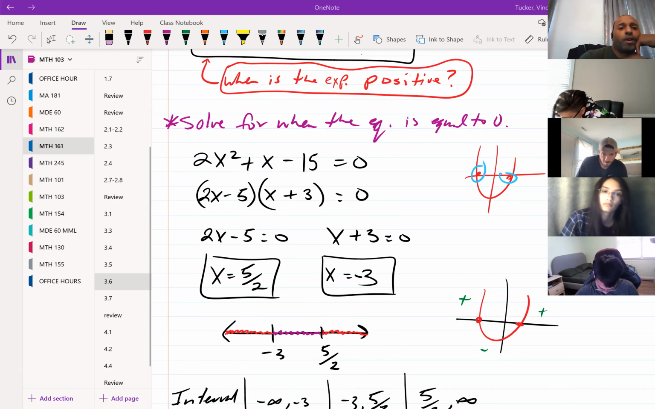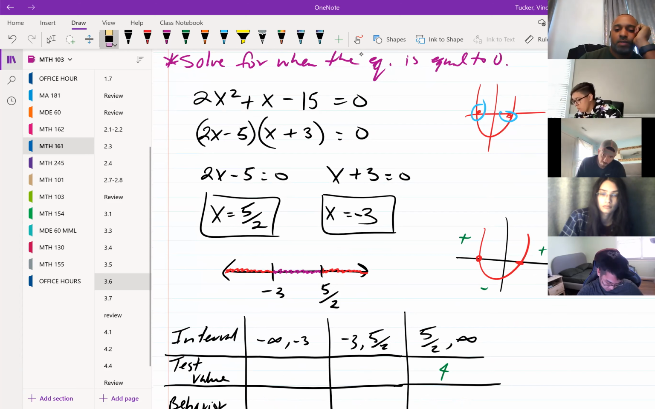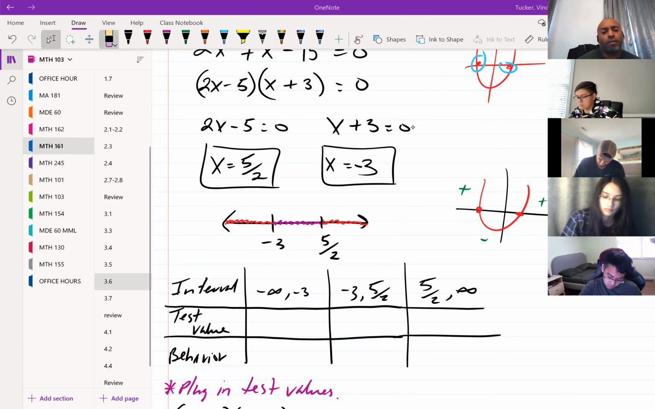So now we're going to set up a chart. Now, some people choose not to set up a chart. I think it's best to set up a chart, to help you easily see what your answers will be and all the good stuff like that. But if you decide not to, then that's fine. You still have to go through the process, right? So our first row is our intervals. Second row will be test values. Third row will be the behavior of the graph. All right. So we already established our intervals: -infinity to -3, -3 to 5/2, 5/2 to infinity.